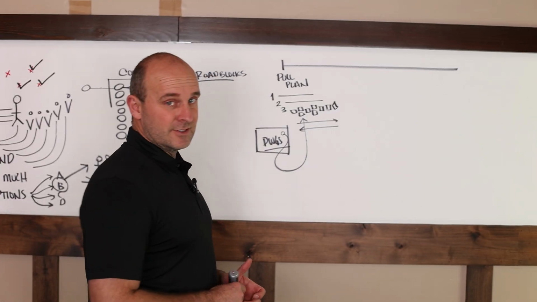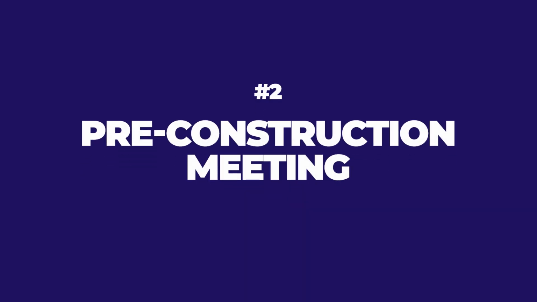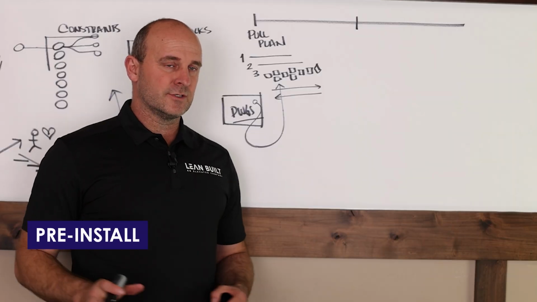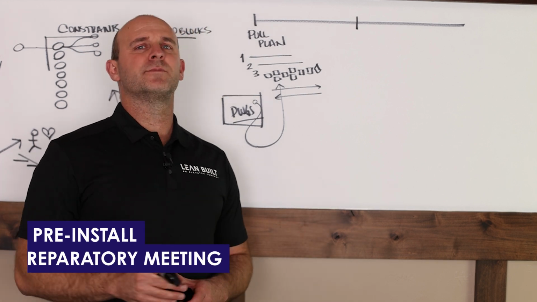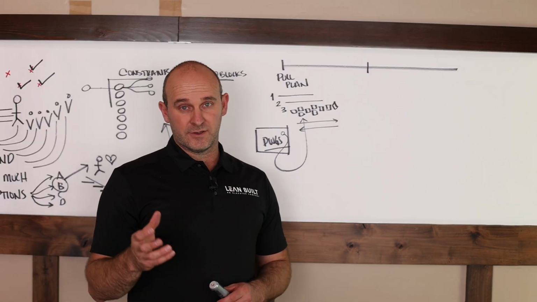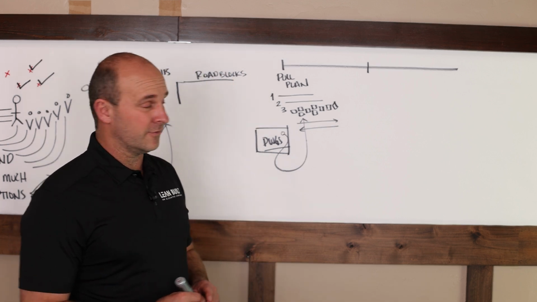Number two, and this is one of my favorite ones, you will have what's called a pre-construction meeting, or a lot of people are familiar with pre-install or preparatory meeting. You will have that meeting 2 to 3 weeks before the first in place, meaning the first install for the crew. This is where you really want to get the information, okay?